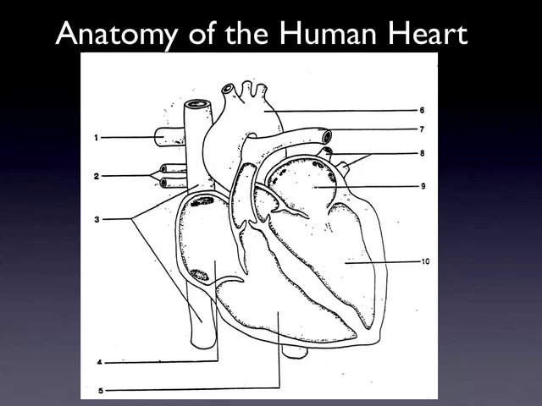Raise your hand if you could tell me what chamber is number 4. I want to hear from some new people too. Maggie? It's the right atrium. About number 5, Karina. That's the right ventricle.